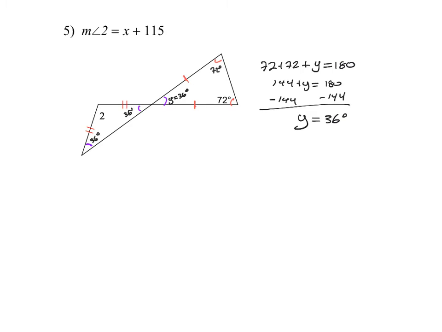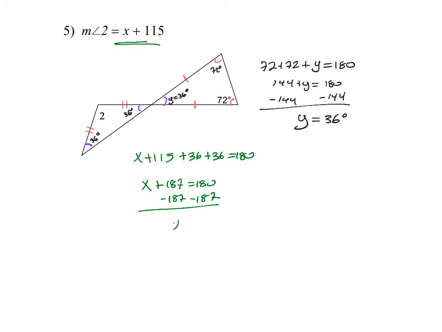Right, so now I have x plus 115. Remember that it says up here that angle 2 equals x plus 115 plus 36 equals 180. So x plus 187 equals 180. So minus 187, x equals negative 7.